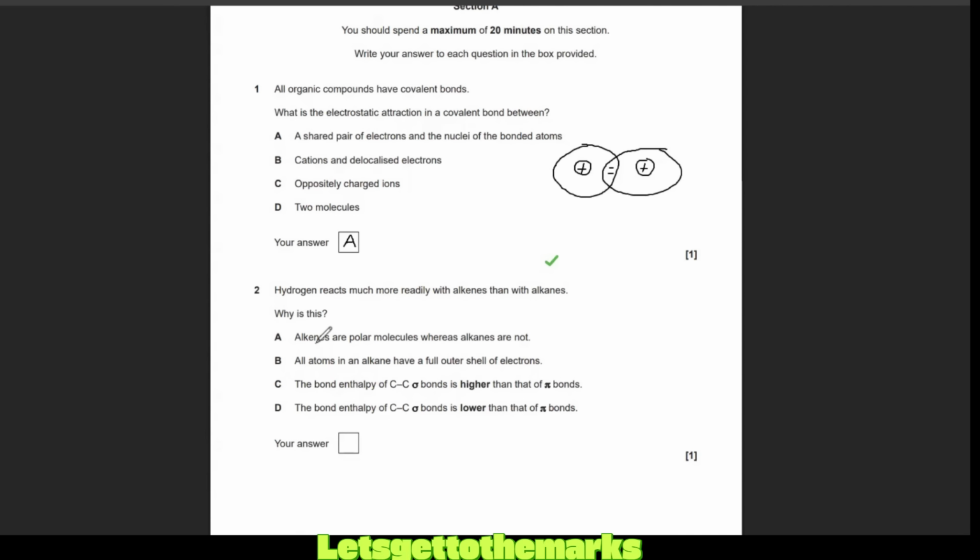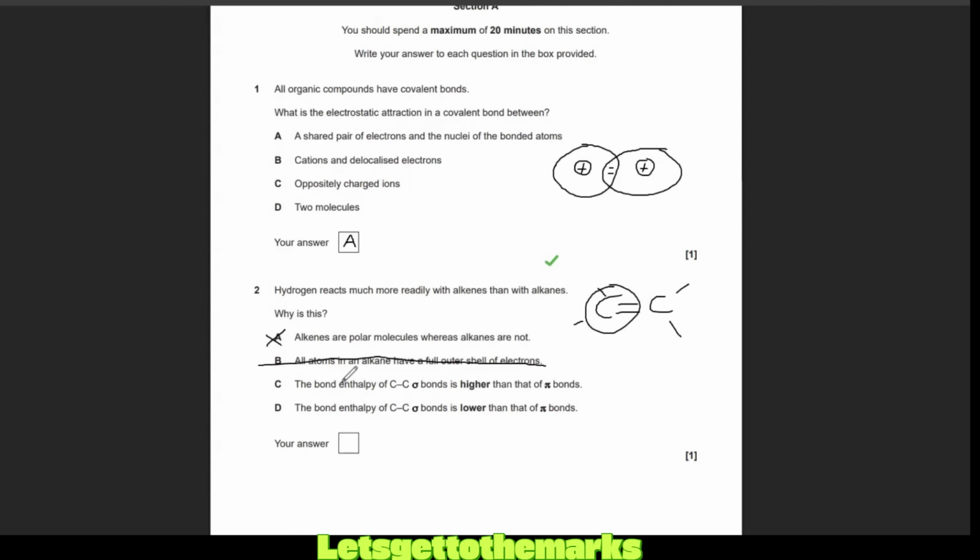So, are they polar? No, they're not polar. Alkenes do have an electron-rich or dense area, which is the double bond, but we wouldn't describe it as polar. So it's not A. All atoms in an alkane have a full outer shell of electrons. Well, so do these here in this alkene. That is going to have a full outer shell of electrons. Group 4, you've got a pair there, pair there, pair there, pair there. So it's nothing to do with that.